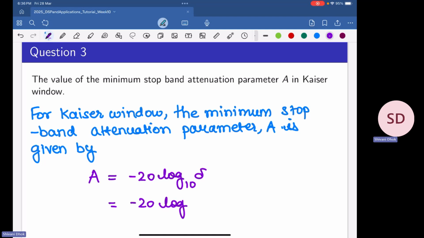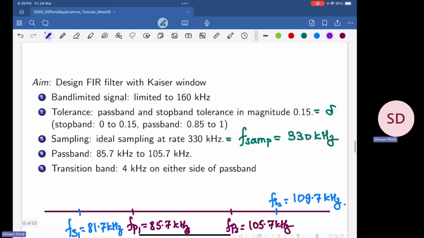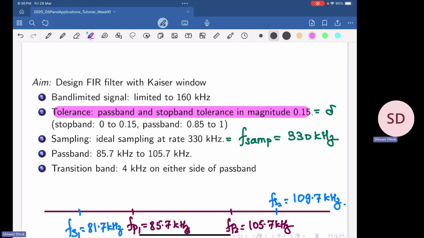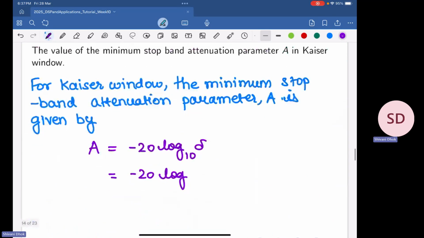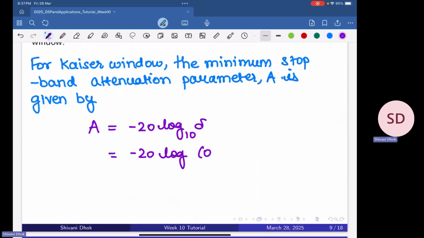What is the value of delta given to us? Let's go back to our specification. It is given to us that the tolerance in the passband and stop band is 0.15. So this is the value of delta that is given to us. So let us substitute it here. 0.15 to the base 10. And of course, you can't find it manually. You will have to use your calculators. And this value, after using calculators, comes out to be equal to 16.478 dB.